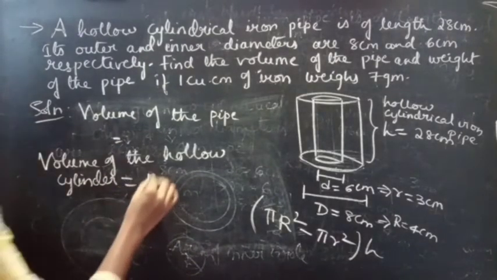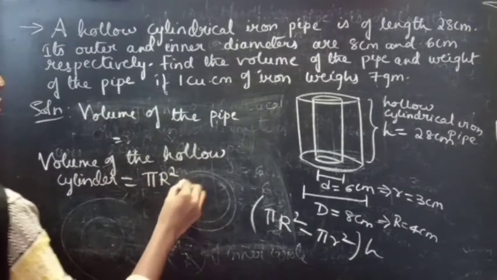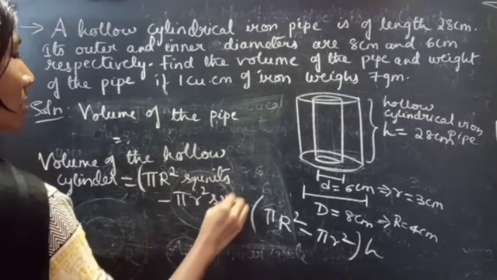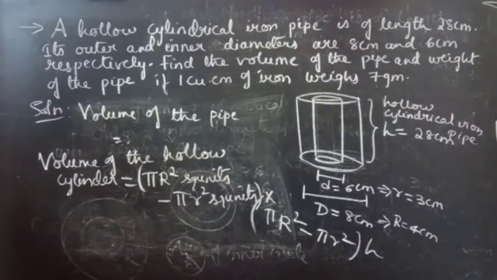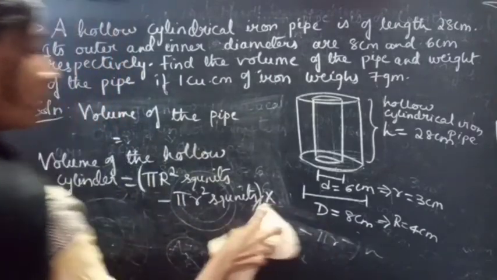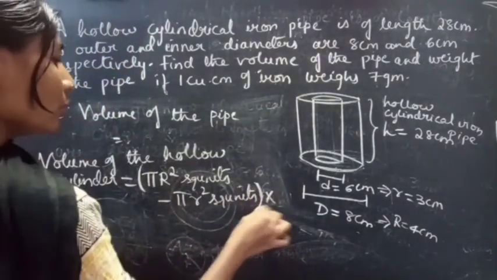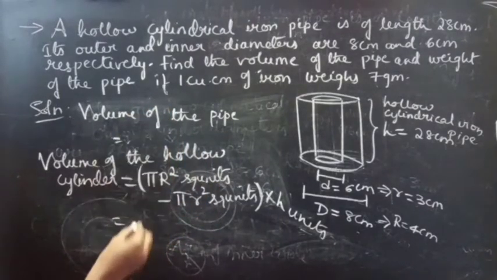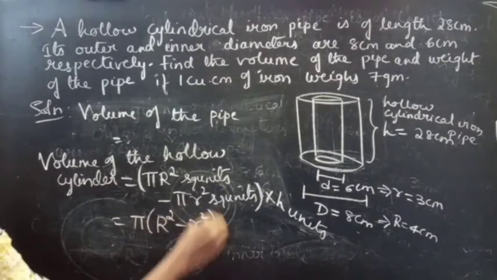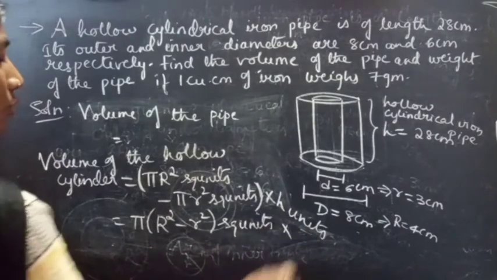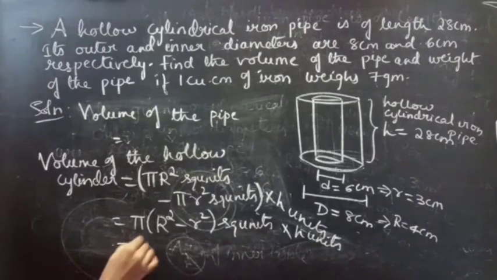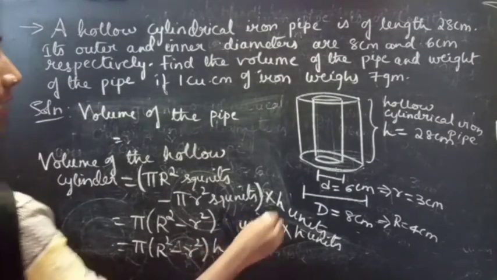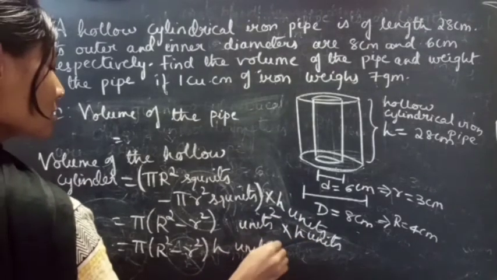Okay, so now I could write it as pi R square. Since this is area, we'll get square units, minus pi small r square units, into height. For height you'll get only units, h units I may say. So this equals, now we can take pi and square units common, so you could write it as pi into capital R square minus small r square into square units into h units. Square units can be written as unit square. Unit square into units is units cube.